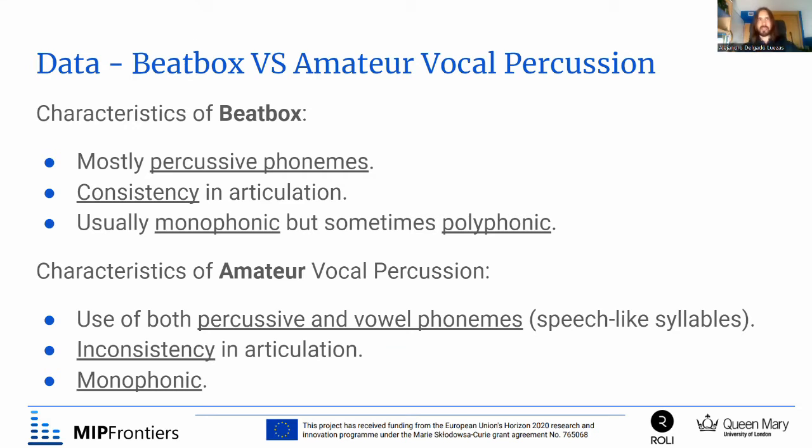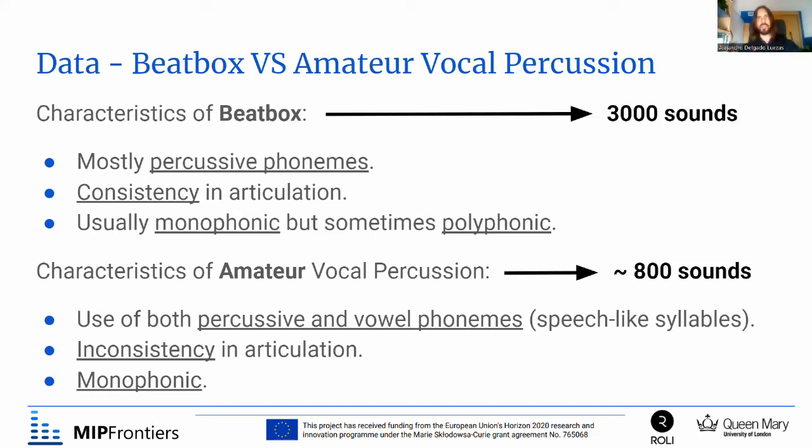In contrast, amateur vocal percussion uses percussive and vowel phonemes, sometimes at the end of the syllable. And also there is some inconsistency in articulation, which affects the performance of transcription algorithms, and also they are monophonic. They don't usually imitate a kick drum and a snare drum at the same time. They do it separately in the whole audio file.